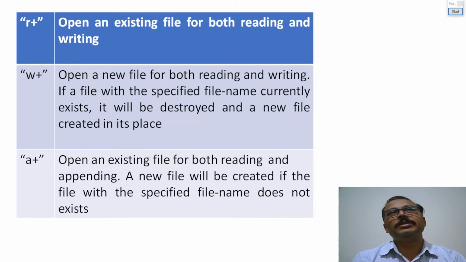a+ is for opening an existing file for both reading and appending. A new file will be created with the specified file name if the specified file name does not exist. If the file with the specified file name does not exist, then in that case a new file is created. So these are the modes.